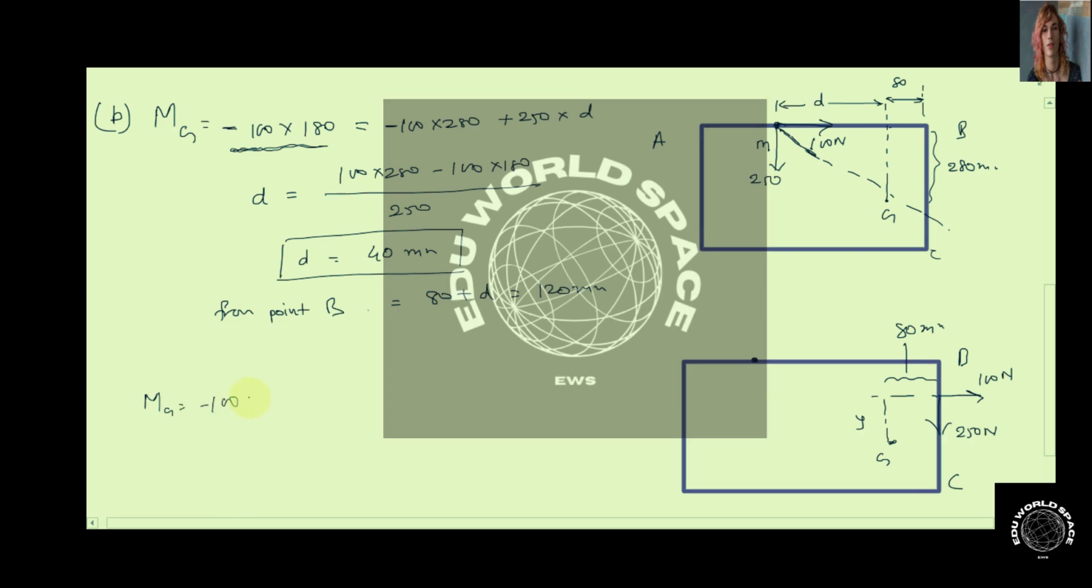It will be minus 100 multiplied by 180, that is equal to the moment caused by this resultant force, that is 100, and this will be minus multiplied by perpendicular distance Y, and this 250 is again going to cause a clockwise couple, so it will be minus 250 multiplied by the perpendicular distance, and its perpendicular distance is 80 mm. So from here we can get the value of Y, and Y comes out to be minus 20 mm. So what does this minus sign indicate?